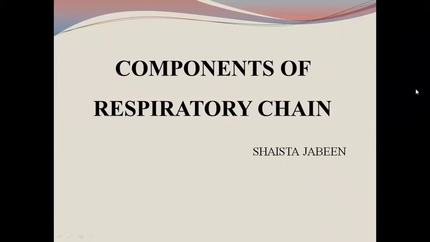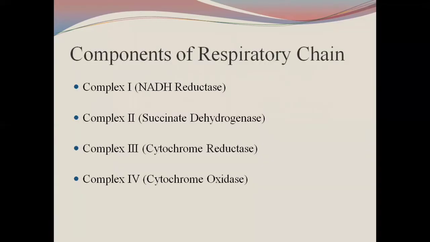In this lecture, you will learn about the structural organization of the components of the respiratory chain and the reactions that take place in the components of the respiratory chain. The electron transport chain consists of four complexes, and there are some mobile carriers present between complex 1, 2, and 3, and other carriers between complex 3 and complex 4.